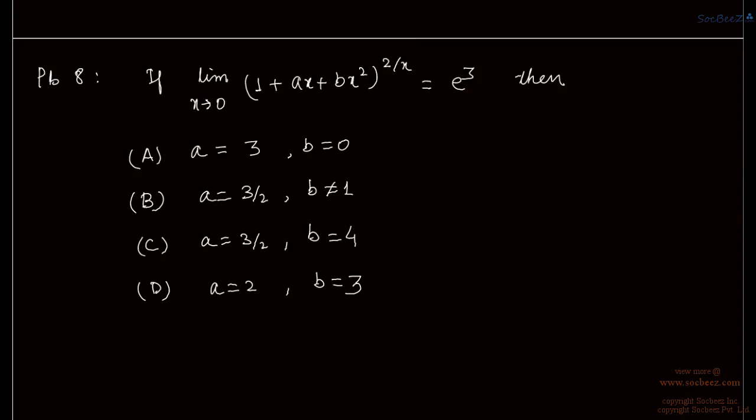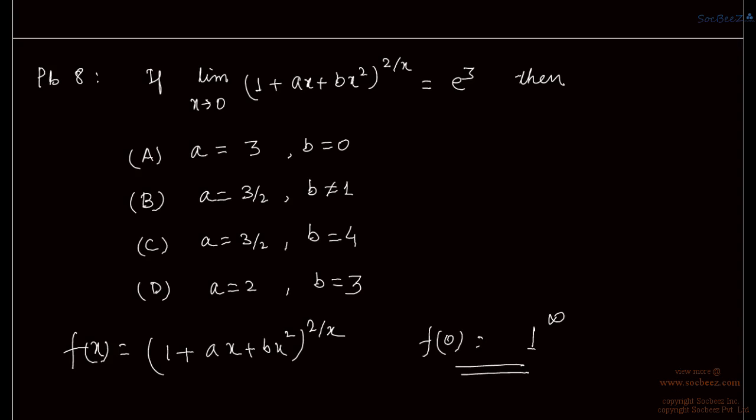We have limit x tends to 0, (1 plus ax plus bx square) to the power 2 upon x is equal to e cube. Then a and b are equal to, we have to find the value of a and b for which this limit is equal to e cube. Okay, so let us first see what is the form of this limit. So we have f(x) is equal to (1 plus ax plus bx square) to the power 2 upon x. Okay, so f(0) is 1 to the power infinity, right? So this is also the form 1 to the power infinity, which is indeterminate.